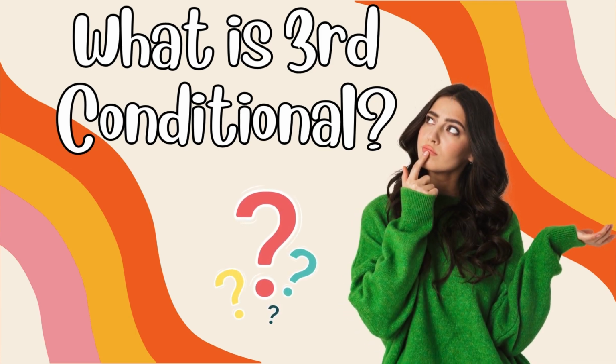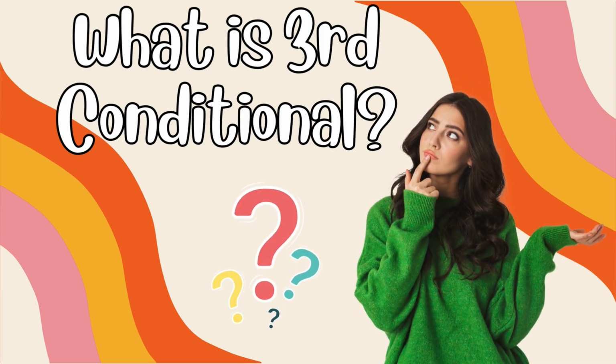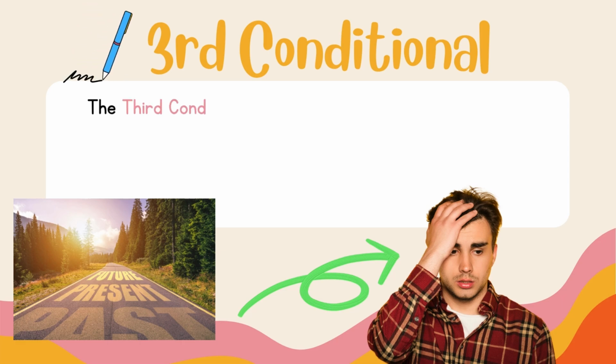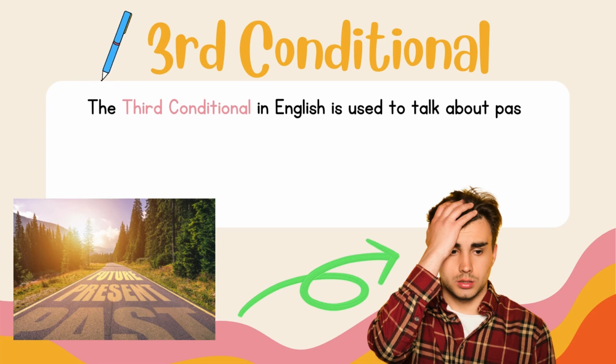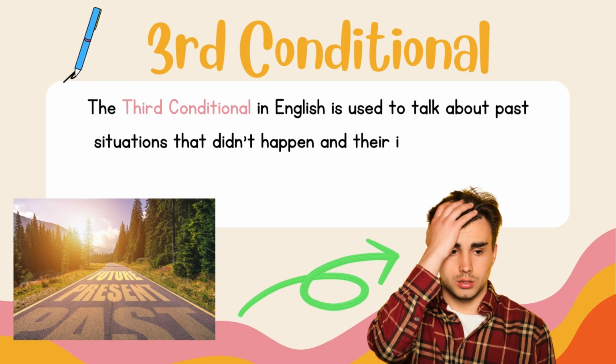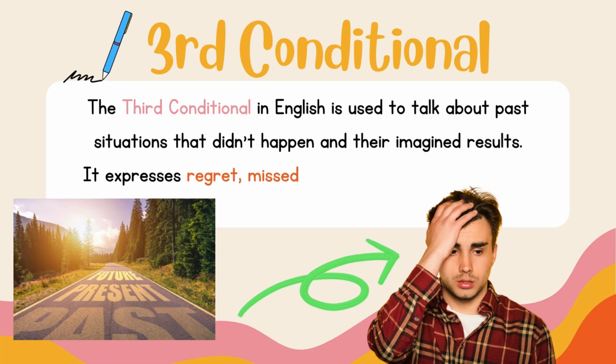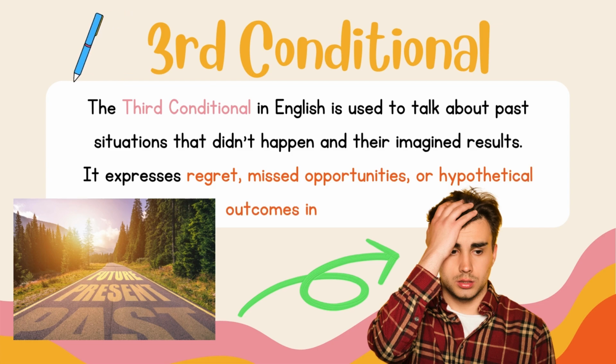So, what is third conditional? Third conditional in English is used to talk about past situations that didn't happen and their imagined results. It expresses regret, missed opportunities, or those hypothetical outcomes in the past.